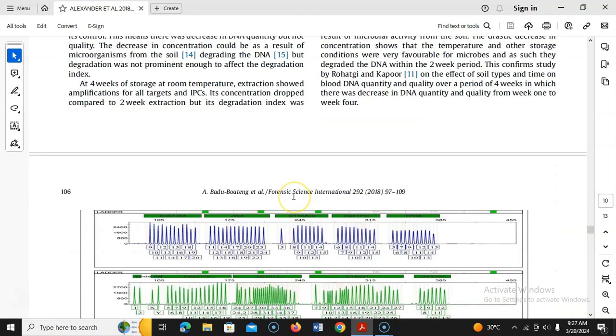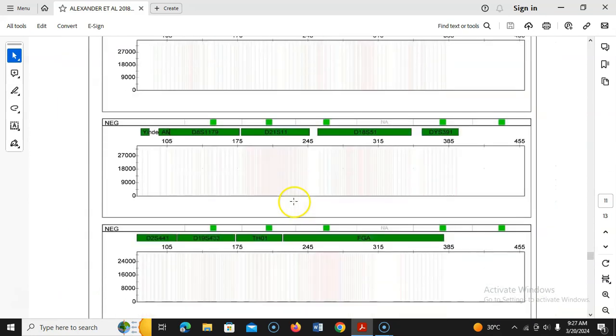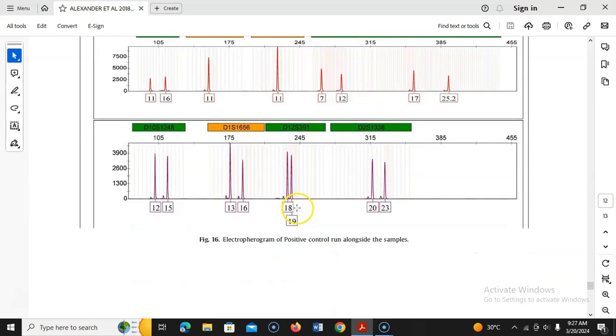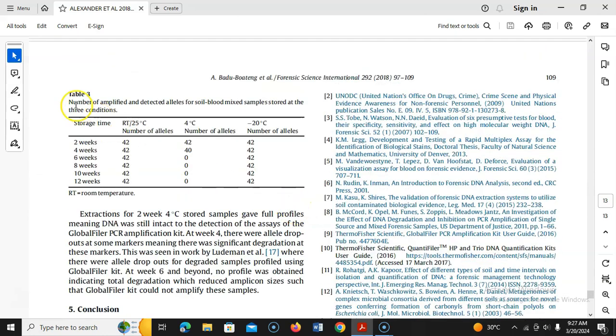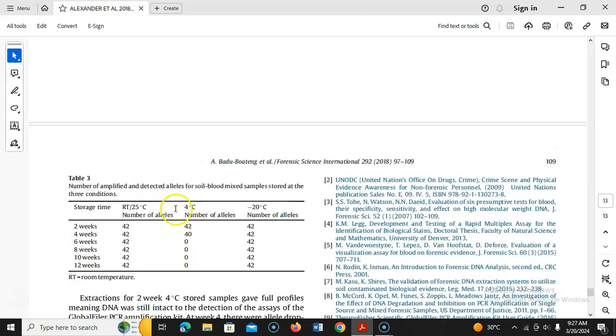So table 3. Number of amplified and detected alleles for soil blood mixed samples stored at the 3 storage conditions. So for room temperature, minus 20, full profiles, even at 12 weeks. At 4 degrees Celsius, full profile at 2 weeks, allele dropouts, so resulting in 42 alleles at 4 weeks. Then from 6 weeks, no alleles at all. DNA had degraded.